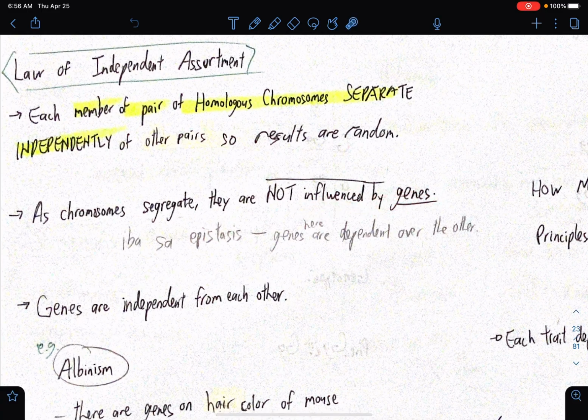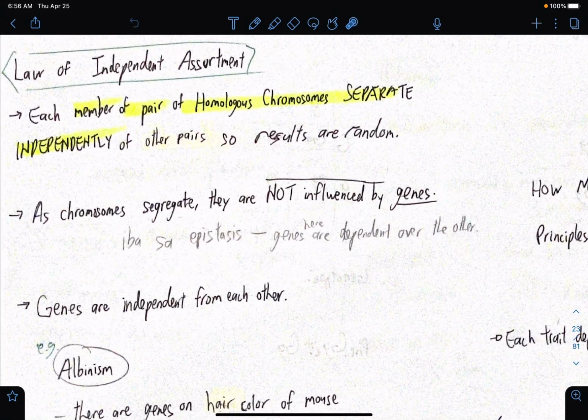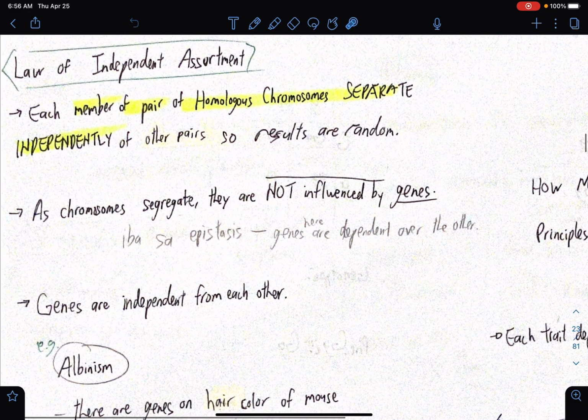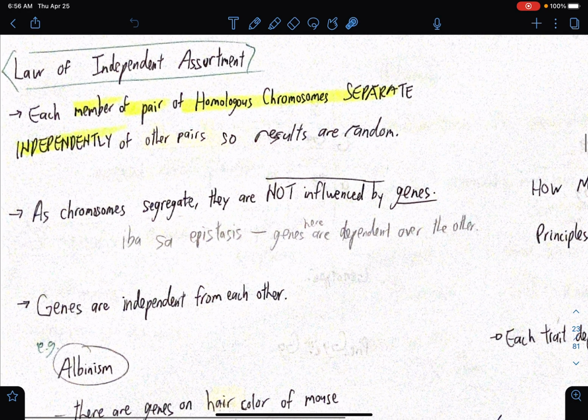So genes do not influence chromosomal segregation, and genes are independent from each other.